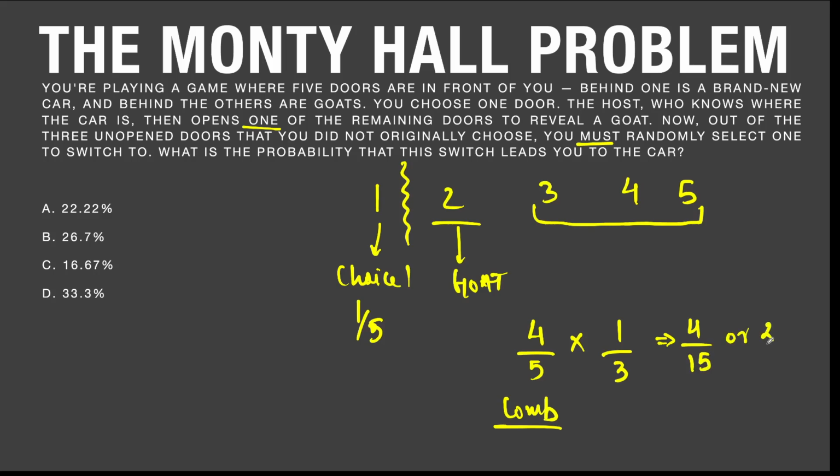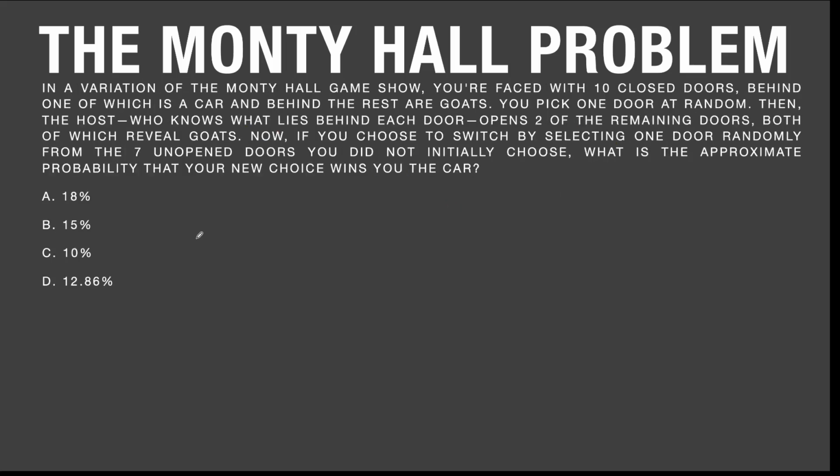4 by 15 is the probability. Right now I'm bringing it into terms of percentages. 15 twos are 30, 15 sixes are 90, and another 10, so 26.66 percent, or 26.7 percent, as simple as that. So this is my answer. Good enough. Let's move ahead.